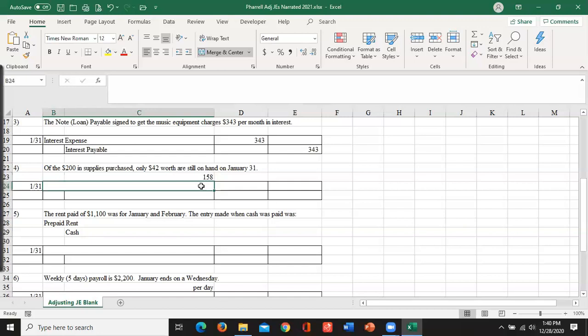If we've used something, we know the name of that is an expense. Supplies expense is our debit. And then what we want to reduce is that supplies asset account.